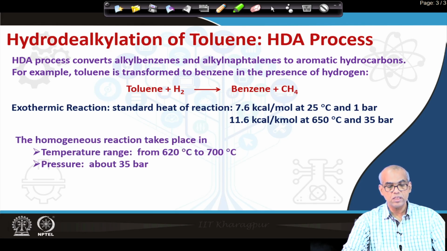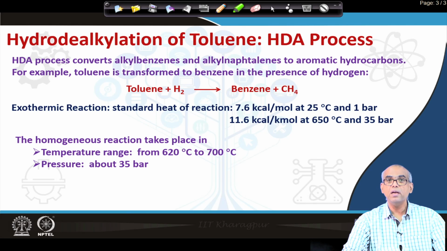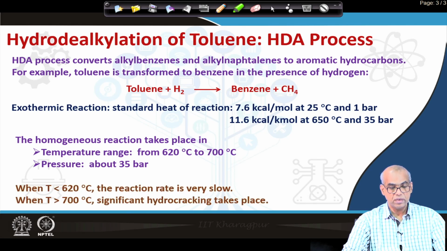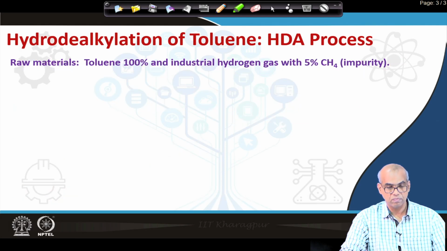The homogeneous reaction takes place in the temperature range of 620 degrees Celsius to 700 degrees Celsius and pressure above 35 bar. The temperature range of 620 to 700 is taken because when temperature is less than 620 degrees Celsius, the reaction rate is very slow, while when temperature goes above 700 degrees Celsius, there is significant hydrocracking. So, the temperature range is chosen from 620 to 700 degrees Celsius.